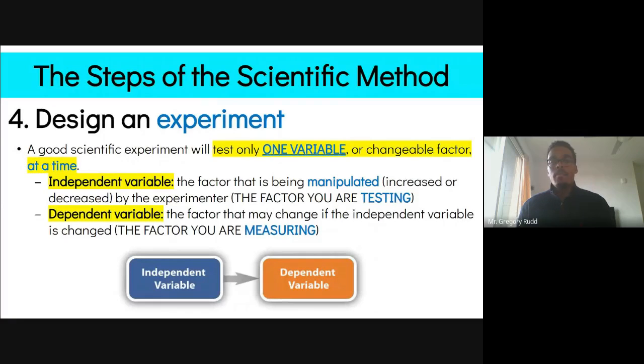The independent variable is the factor that you are actually manipulating. You're increasing it, you're decreasing it, you're shifting it back and forth, you're changing the amount of time, whatever it is. You're manipulating it. So it's what you're actually testing. The dependent variable is what you're going to measure as a result of those changes.